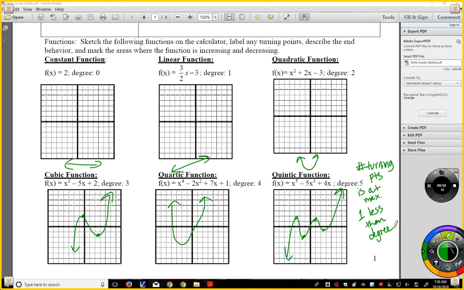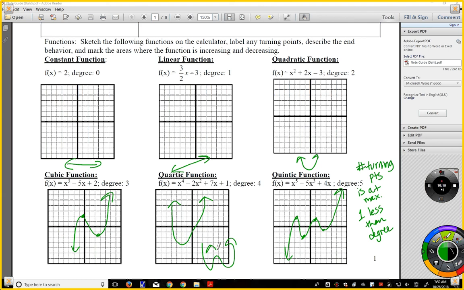And his, instead of looking like this, looked like this-ish, okay? So it could turn around 3 times, but does it have to? No. So the maximum number of turning points you can have is 1 less than the degree, okay? So that's important, because that also contributes to some other things, right?